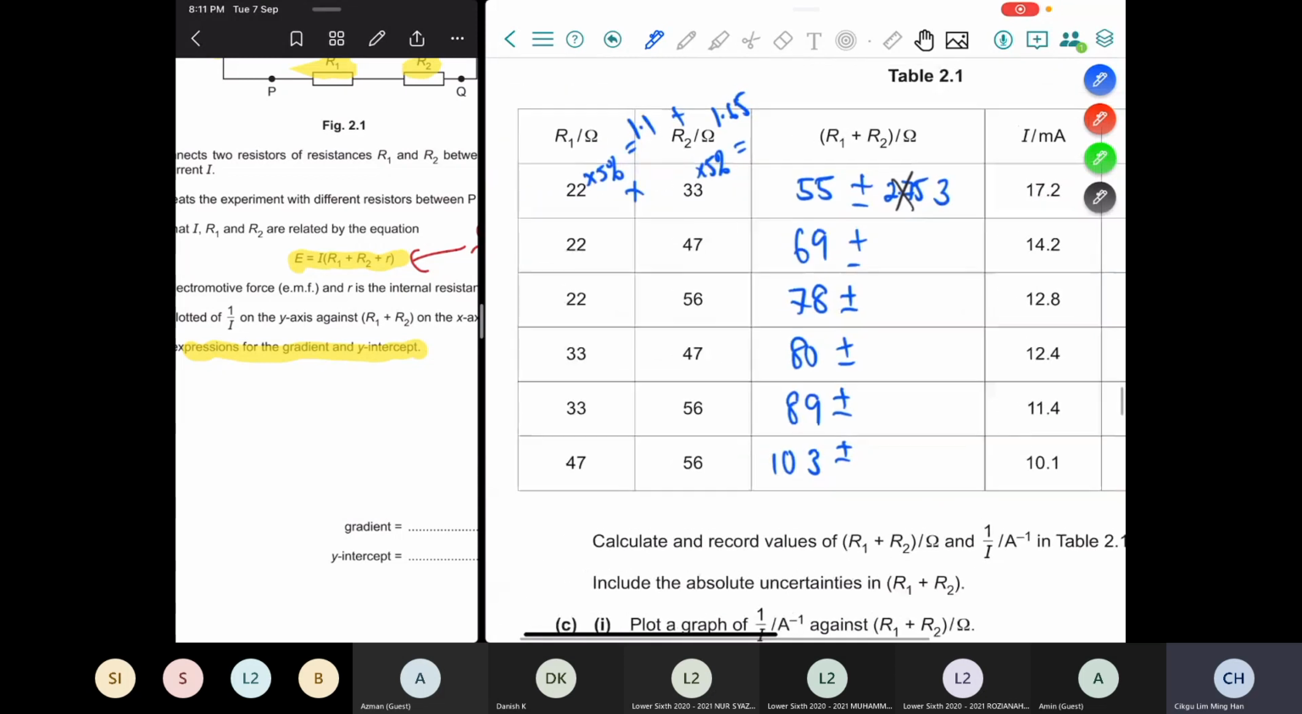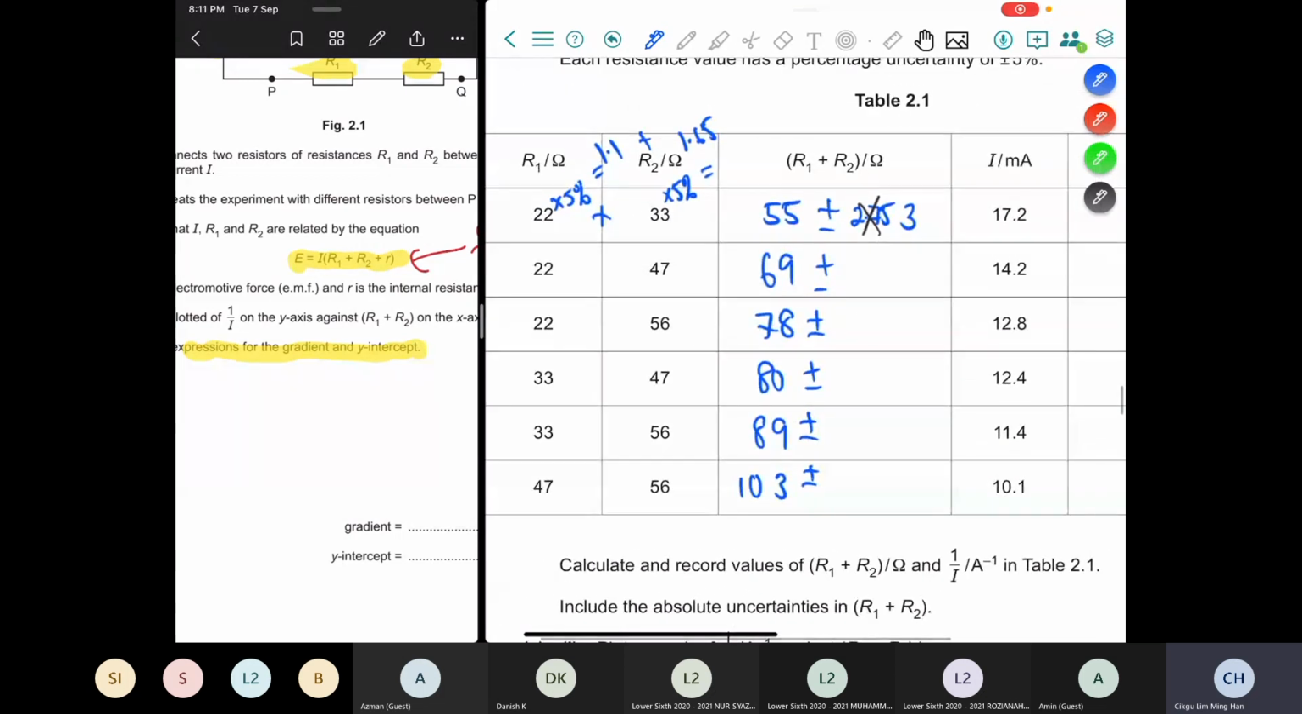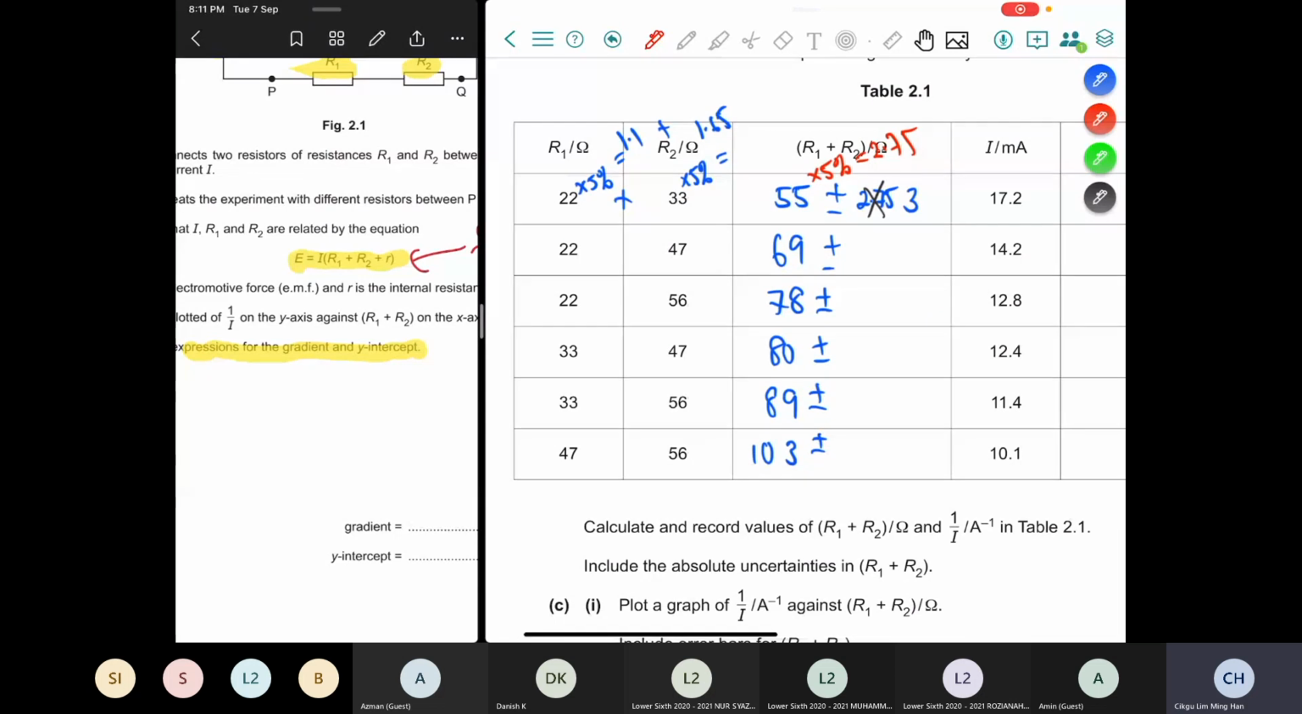Okay, there are many ways to do the uncertainty. If you don't like to do one by one, you can actually transfer the uncertainty to the last one, which is also 5%. So if you do 5% of 55, times 0.05, you will also get the same answer. It will be 2.75. So that is how you do the uncertainty here.